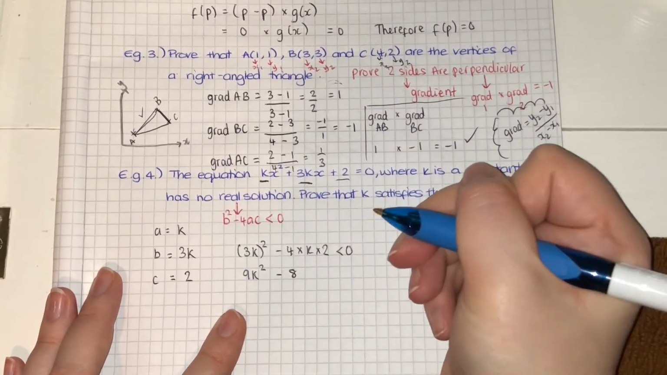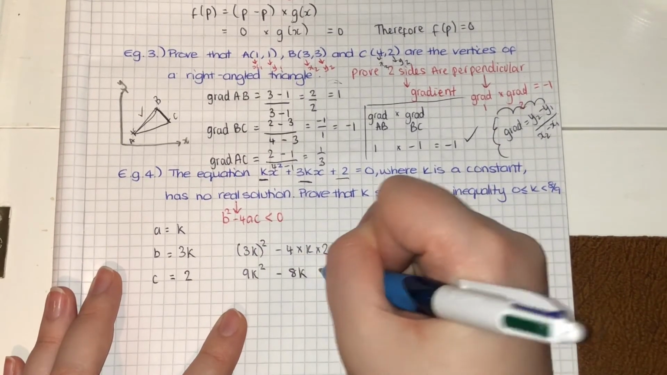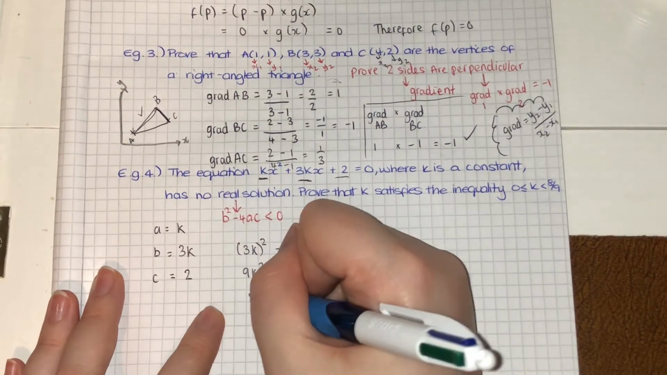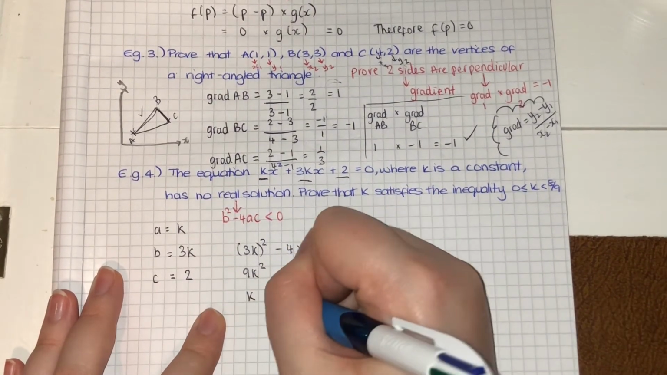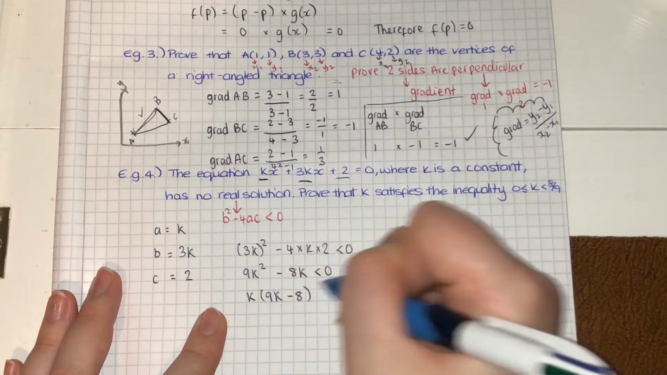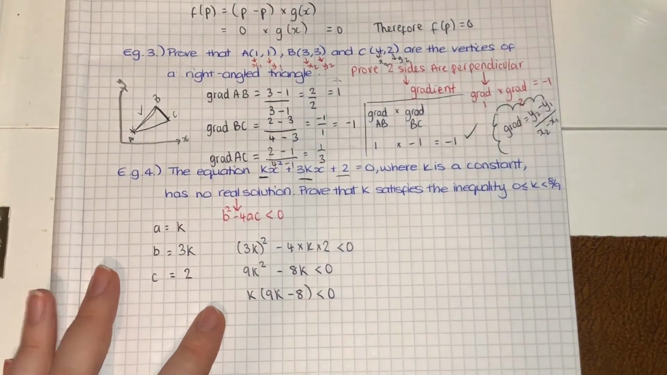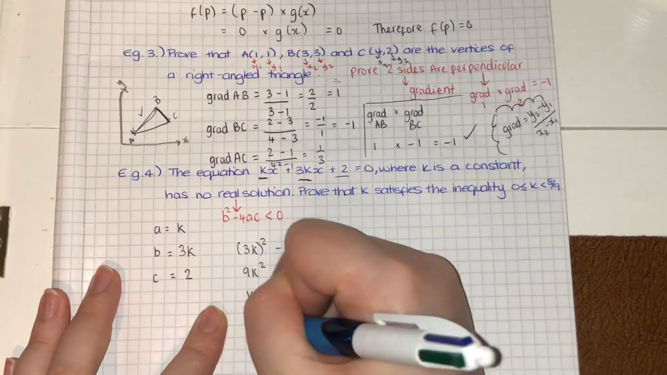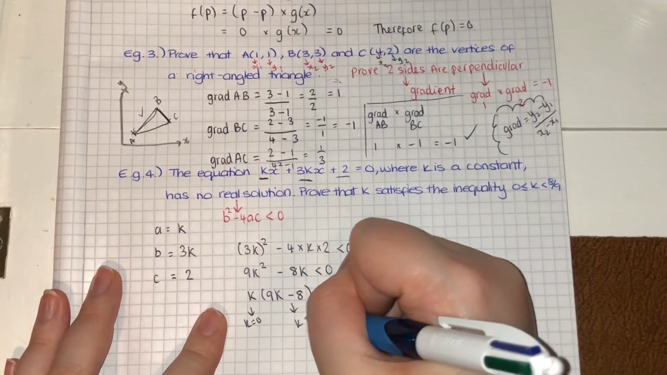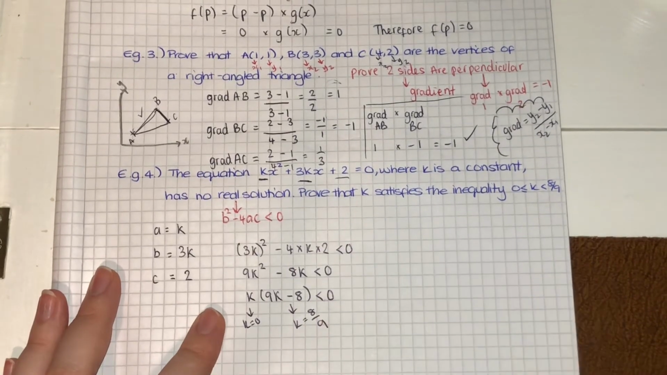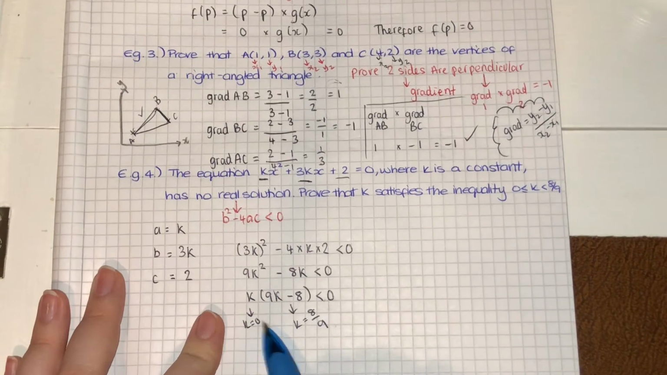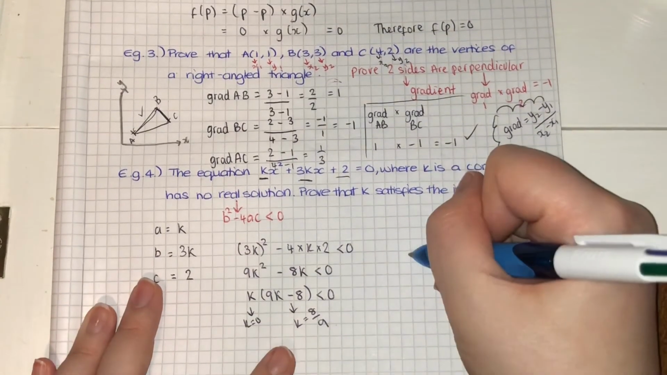Subtract 8k, which is less than 0. Now it's just a single bracket, so we can factorise a k out. So it would be k bracket 9k, subtract 9, which is less than 0. So this is telling me that k must be 0 and k must be 8/9. Now obviously this isn't the final answer because it's not equal. These would be the actual solutions if they were equal.